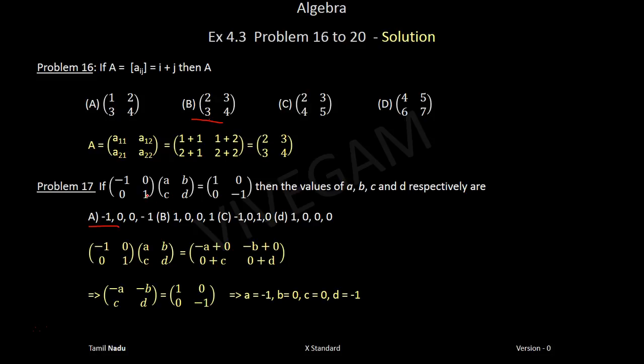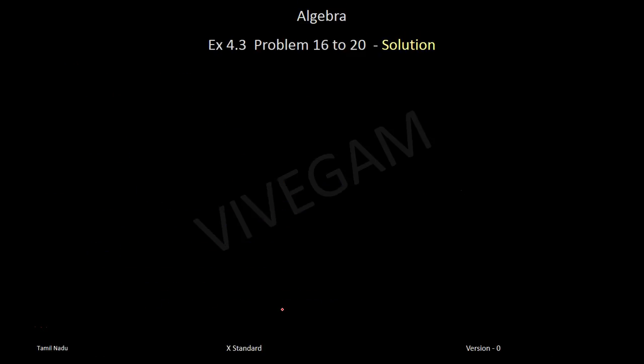Okay, so basically all you need to do is do the matrix multiplication, get the resultant matrix, equate it to the right hand side, and equate each and every corresponding element, and thereby you'll be able to get the values of A, B, C and D. Okay, now let's go to the 18th problem.